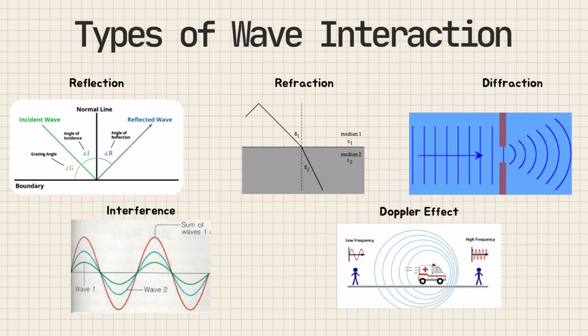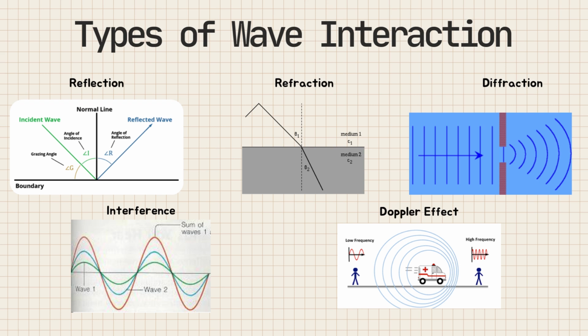Next is types of wave interactions. There are a lot of types of wave interactions. There are five here. As you can see, the first one is reflection, the second one is refraction, the third one is diffraction, the fourth one is interference, and the last one is Doppler effect. But today I will be only explaining two of them, which is reflection and interference.